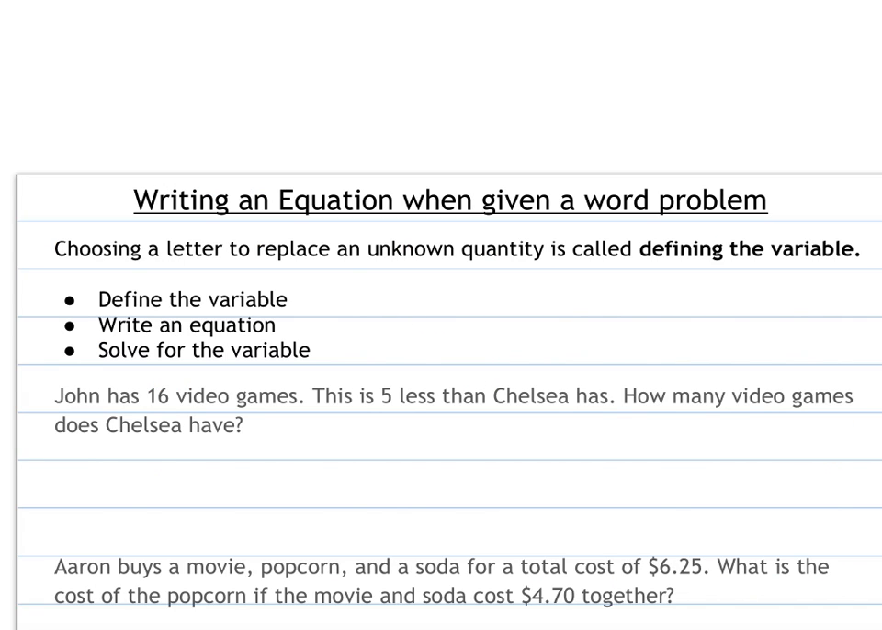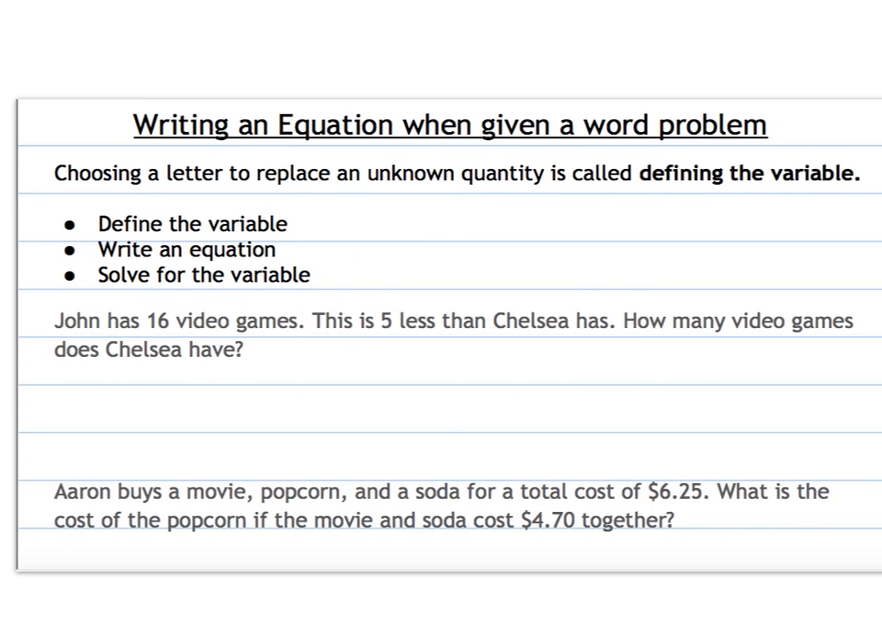So again, we already practiced this writing an equation, so we're going to try some, writing an equation from a word problem. Choosing the letter to replace your unknown quantity is just called defining the variable. So when you're asked to define the variable, that's what it means. So our steps are going to be that we're going to define the variable, we're going to write an equation, and then we're going to solve.